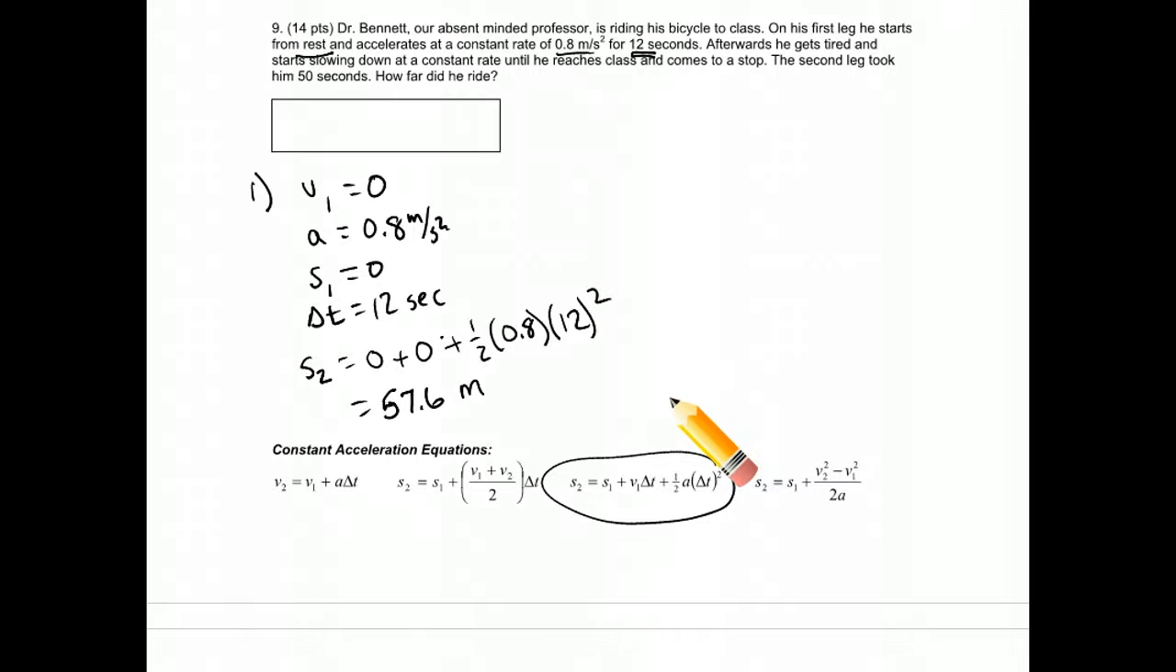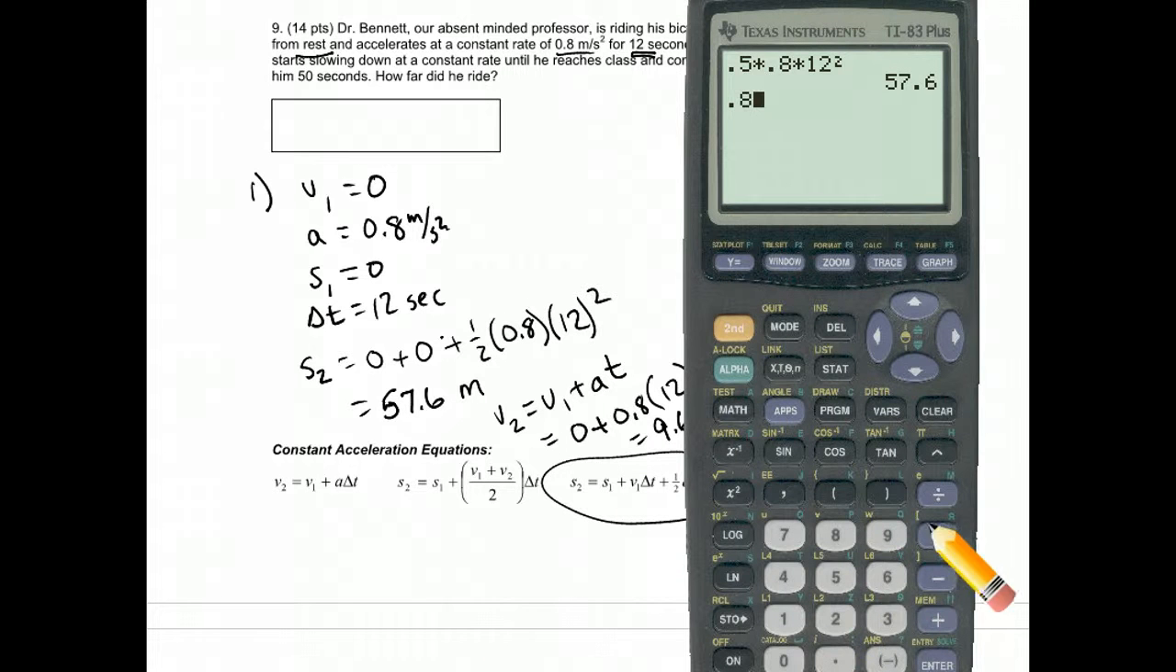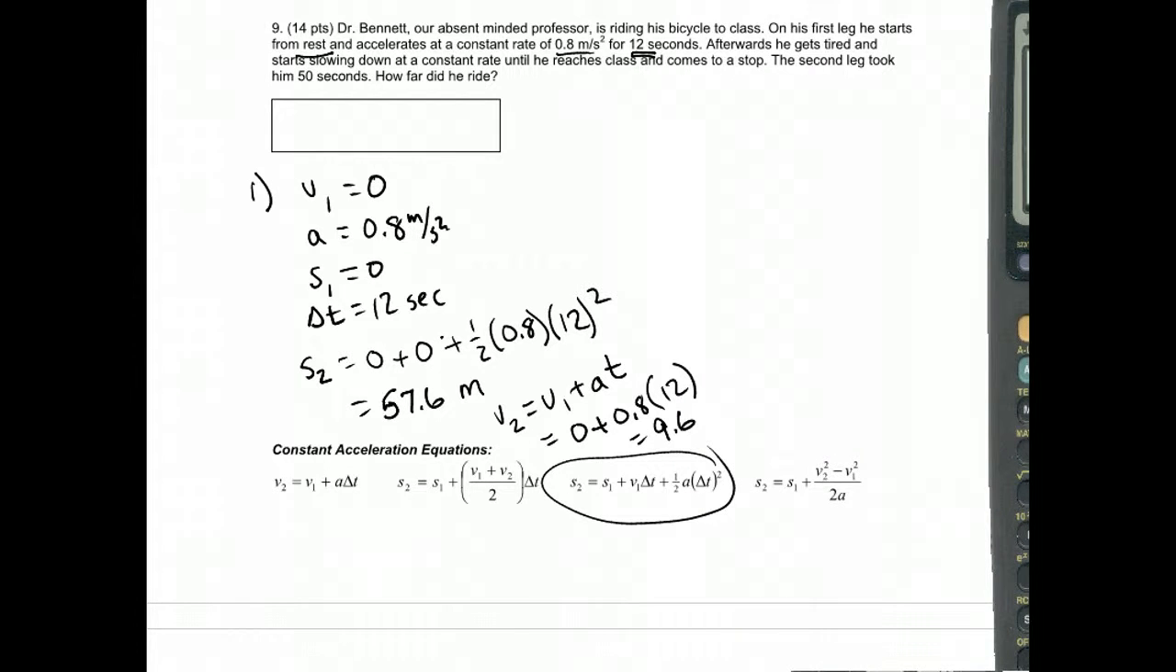Let's see, the final velocity would be pretty easy. So V2 equals V1 plus A delta T. Again, that's rearranging the definition of A, delta V over delta T. So that's going to be equal to 0 plus 0.8 times 12. Oh, I think it's about 9.6. I'll double check myself on the calculator. 0.8 times 12. Hey, math in the head.